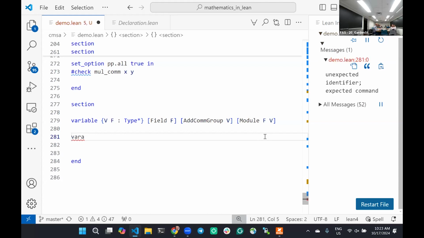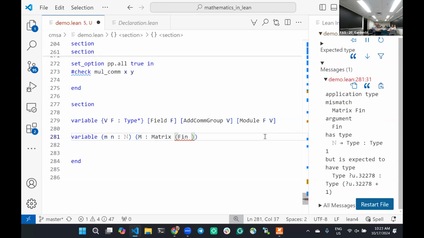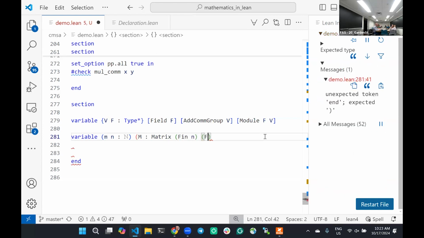So the way to do it is to say variable. Let's make m and n natural numbers. Now I want to say matrix over the reals. So let's say M is an m by n matrix. It turns out the way to do it is you say Fin m, or Fin n, say n by m, so Fin n, Fin m.